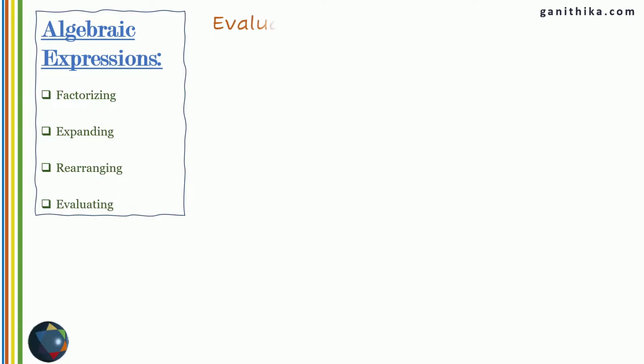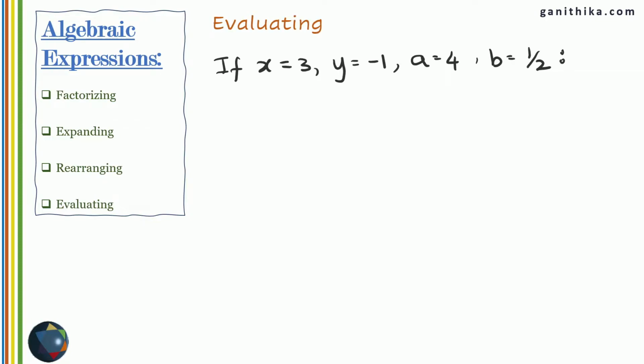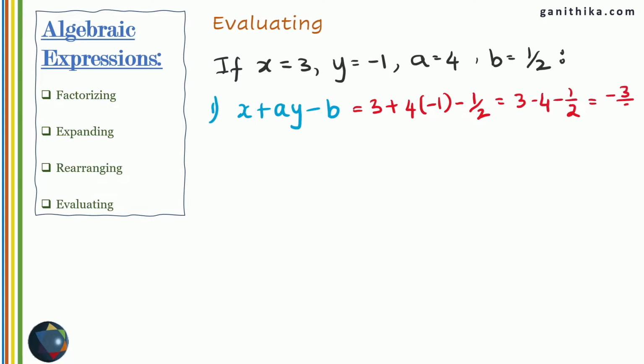Next is evaluating, which is very simple. Just substitute these values in the given expression and you can simplify and find the value. So pause the video here, substitute all the values given above. X is equal to 3, y equal to negative 1, a equal to 4, b is half. Just substitute them in the variables given in the expression, simplify and get the answer. Are you ready? I'm going to give you the answer now, substituting them, simplifying them, and this is the answer you should have got. There is nothing to explain here.